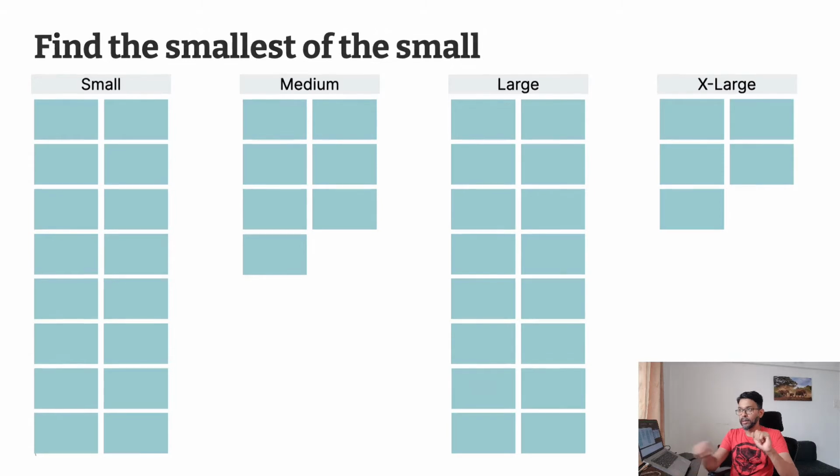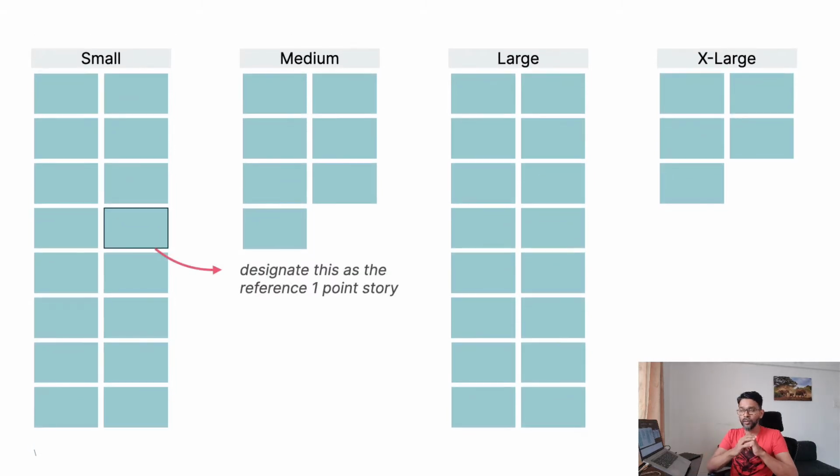With that done, you move to the next step, which is to identify the smallest of the small stories. Now, let us say in our backlog, that one is the smallest of the small. Well, if that is the case, you designate it as your 1 point story. Remember, relative sizing is all based on a reference, right? So now this becomes your reference 1 pointer.